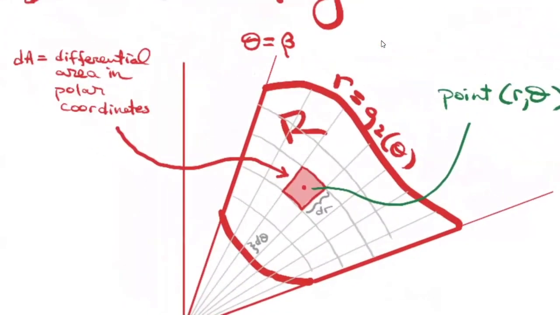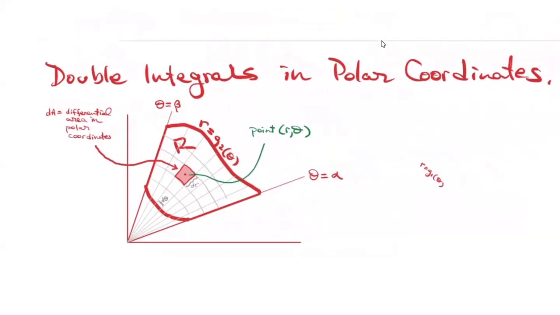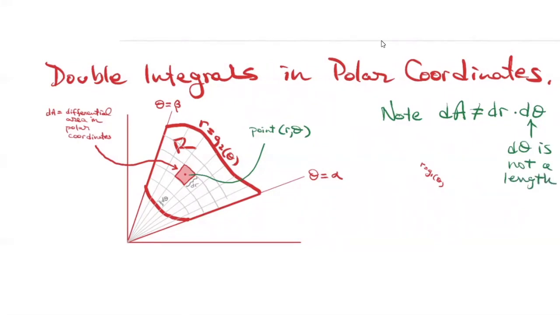The problem is that you can't say that dA is dr times d theta. So I'll make this note: because d theta is not a length, dr d theta cannot be an area. Does that make sense?